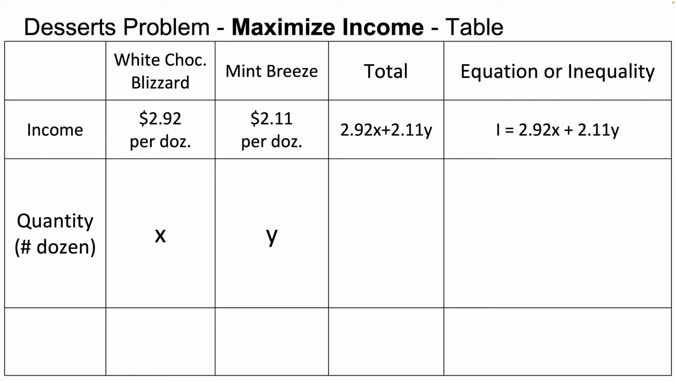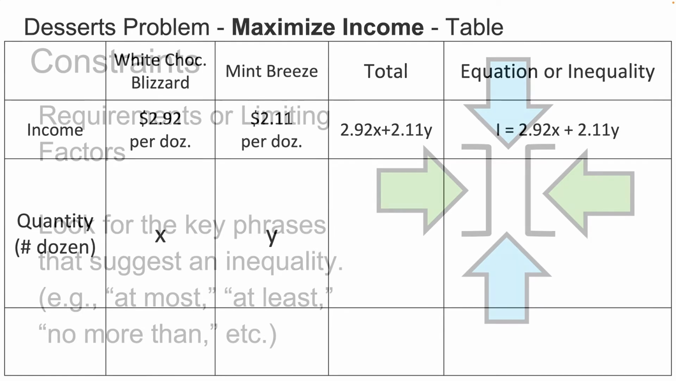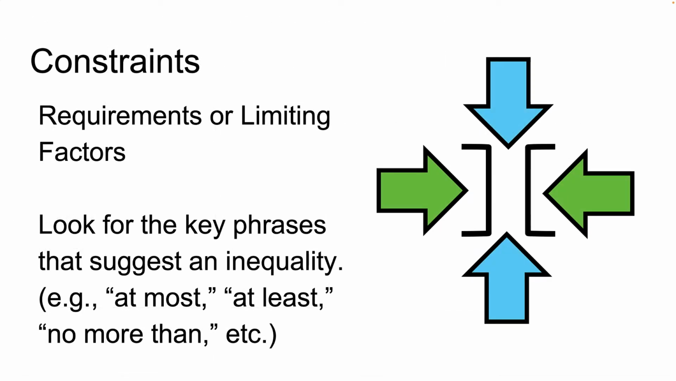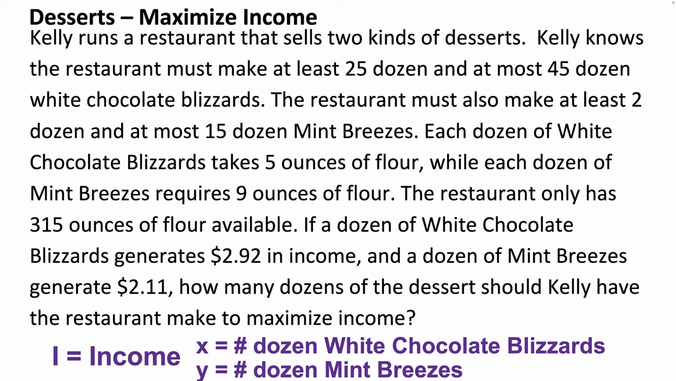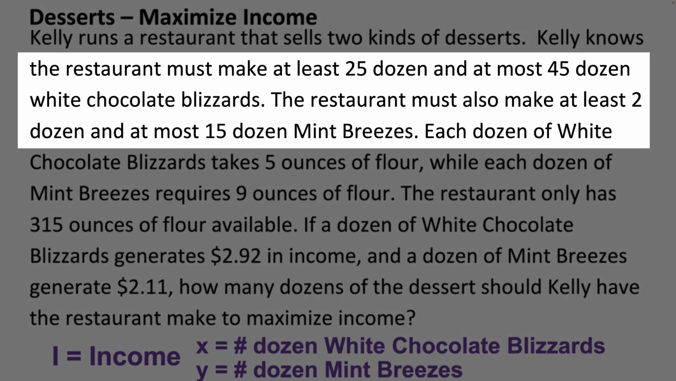Now that we've got our objective function, let's look at how we write the constraints for this problem. The constraints are requirements or limiting factors. If you have trouble identifying the constraints, look for the key phrases that suggest an inequality. Constraints are usually written as an inequality in linear programming problems. So look for phrases like at most, at least, no more than, etc. Rereading the problem, we see our first requirement and limiting factor is in the second and third sentence.